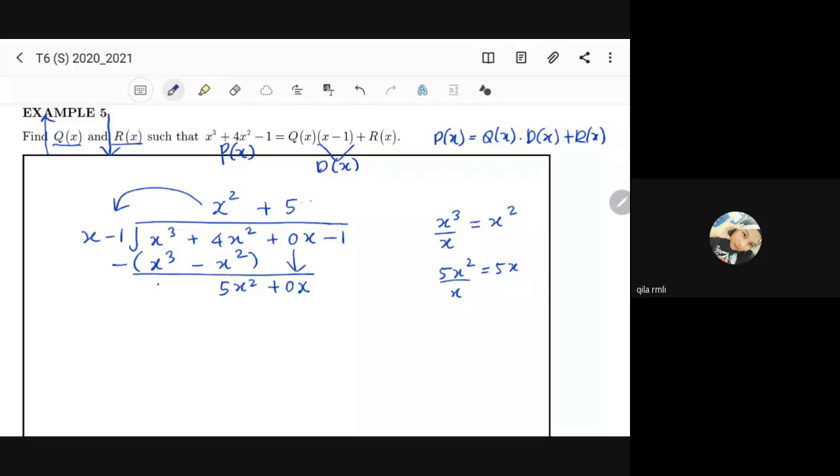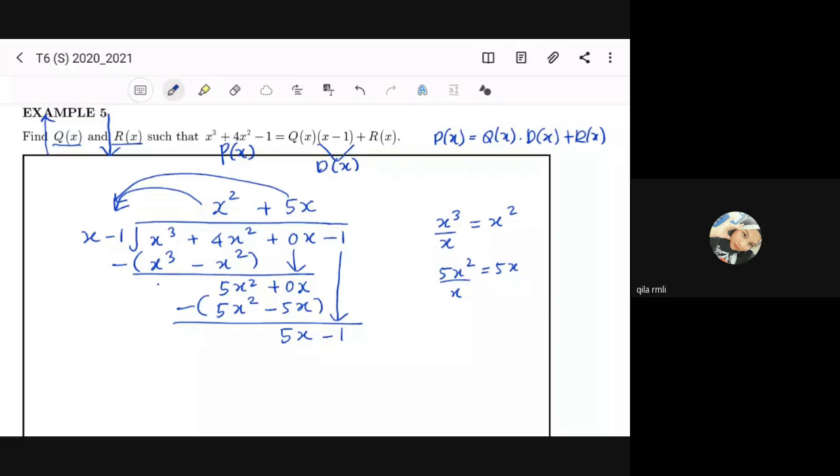5x multiplied by the divisor: 5x squared minus 5x, we subtract. So we will get 5x. Bring down negative 1. Okay. 5x minus 1 is a linear function. Your divisor is also linear. So we still need to proceed. We cannot stop. Yeah. Okay.